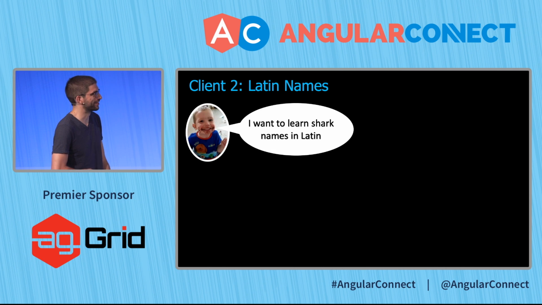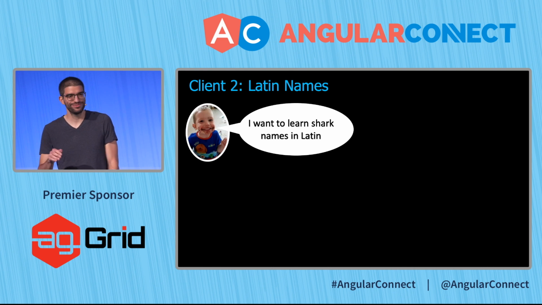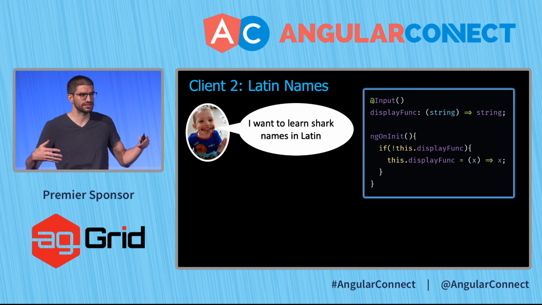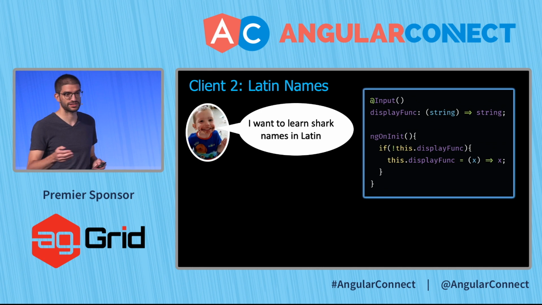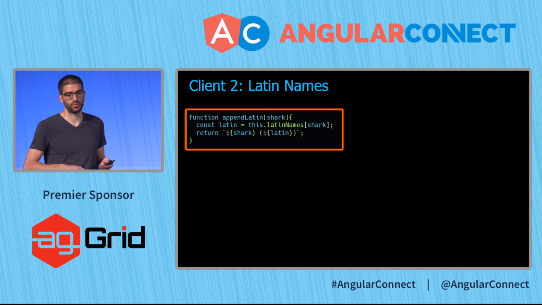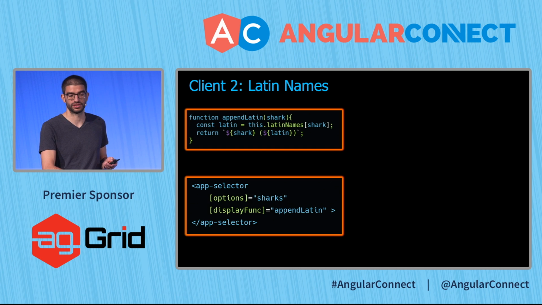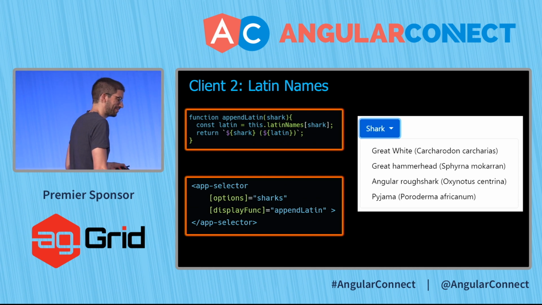Client number 2 comes along and says, I've just learned to talk, and I want to talk in Latin. So can you make this selector work so that I can see what the Latin names of the sharks are? So he's like, OK, we can do this. Let's add an input which takes this display function. And using this, we can then update our template. And instead of just displaying the option, we'll wrap it in this display function. And then when we pass in the append Latin function, when we define our component, you'll then see the Latin name displayed.